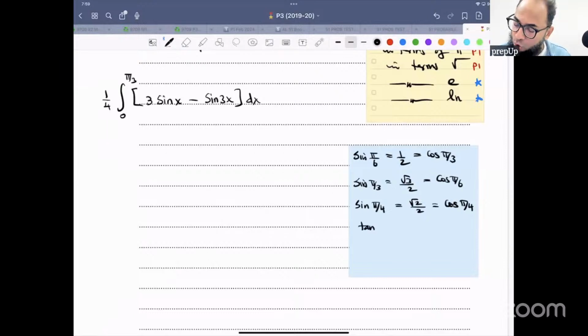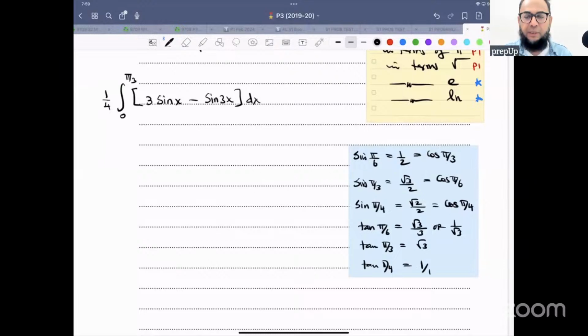Tangent of pi by 6 is root 3 over 3. Tangent of pi by 3 is root 3. I can also write this thing as 1 over root 3. And tangent of pi by 4 equals 1 over 1, which is 1. So now this should be on your fingertips.